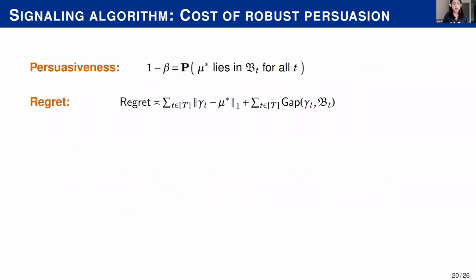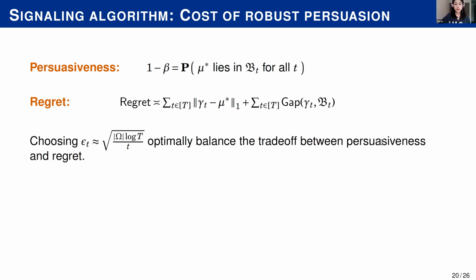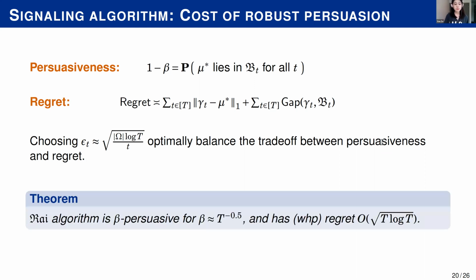So recall that the size of the neighborhood balances the trade-off between the persuasiveness and the regret. And we show that by choosing the size of the neighborhood, the radius epsilon t, to be proportional to 1 over square root t, it can optimally balance the trade-off between the persuasiveness and the regret. Then our main theorem is that this robustness against ignorance algorithm is beta persuasive and has regret of the order square root t log t with high probability.